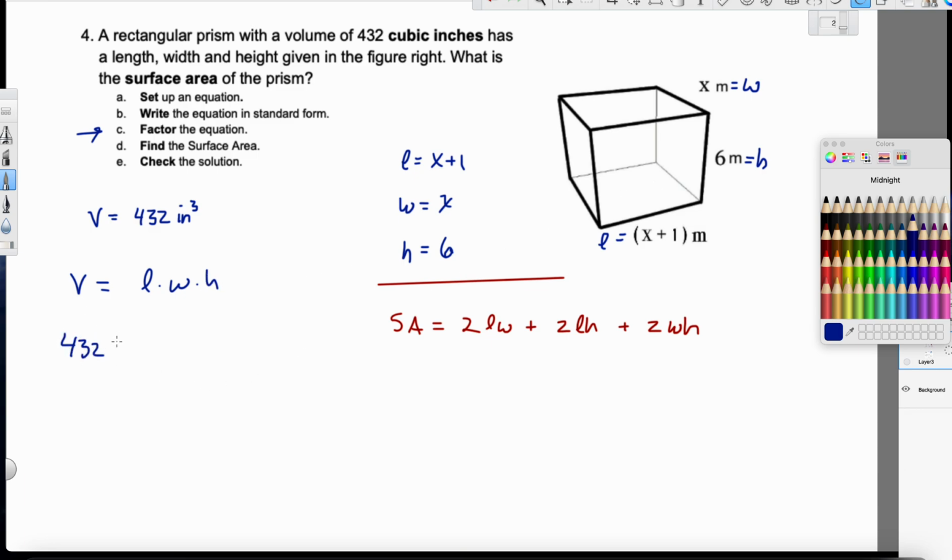432 is our volume. I'm going to put it in here. My length is x plus 1. My width is x, and my height is 6. Okay, I've set up an equation. So I've done that part.